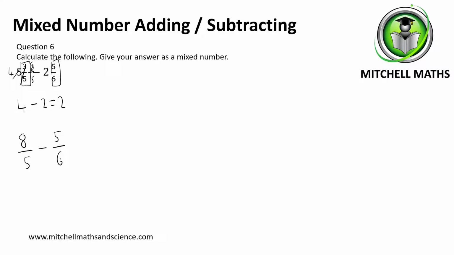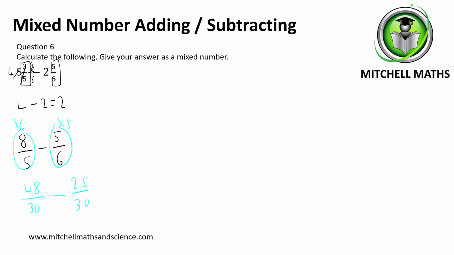The first thing I need to do, like in the other questions, is make sure the denominator is the same. And the lowest common multiple of 5 and 6 is 30. I'm going to times this fraction by 6, and I'm going to times this fraction by 5. 8 times 6 is 48, so 48 over 30. Take away 5 times 5, which is 25, so it's 25 over 30.